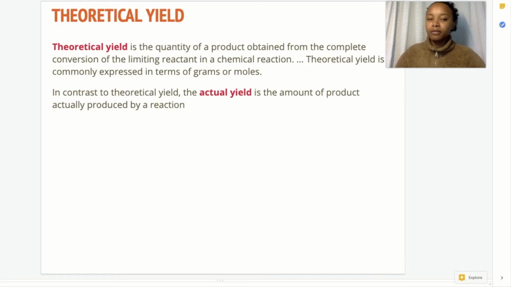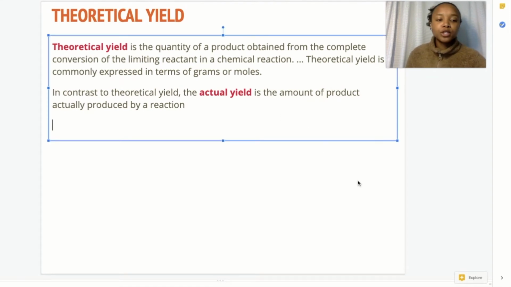So the definition that is in your chemistry textbook says, read with me, theoretical yield is the quantity of a product obtained from the complete conversion of the limiting reactant in a chemical reaction. It's commonly expressed in terms of grams or moles. In contrast, the actual yield is the amount of product actually produced by a reaction. So let me put this in real world terms and then we'll look at the definition again.